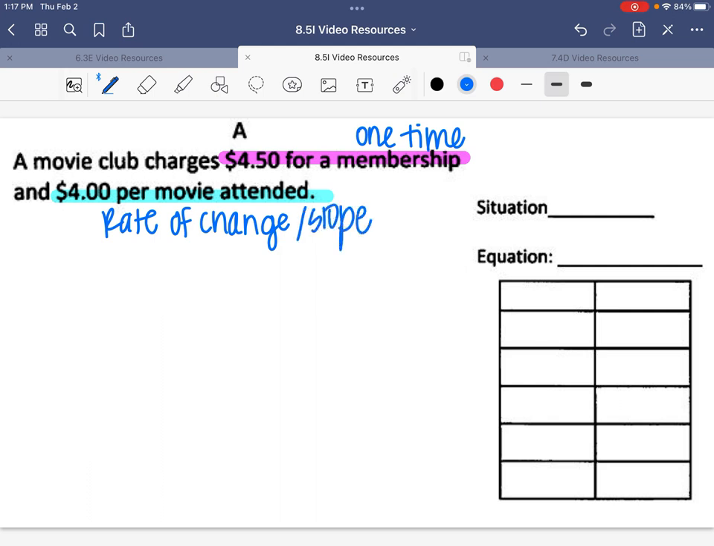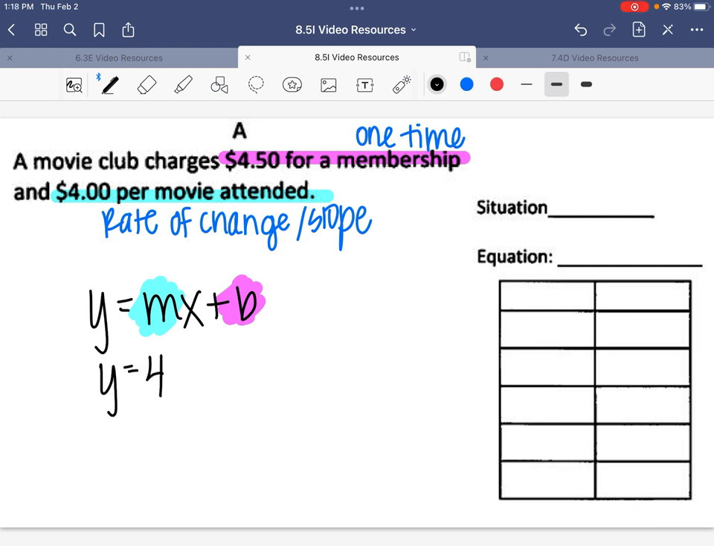So if I'm able to identify those things just by really thinking about what's happening in the story problem, then I can write that into an equation in slope-intercept form, which is y equals mx plus b, where m is our rate of change in our slope, and b is our y-intercept, or our initial value. And so our rate of change or slope we determined was 4. So y equals 4 times x, which in this case is the number of movies, plus that $4.50 membership fee that I have to pay. So here's our equation, y equals 4x plus 4.50.